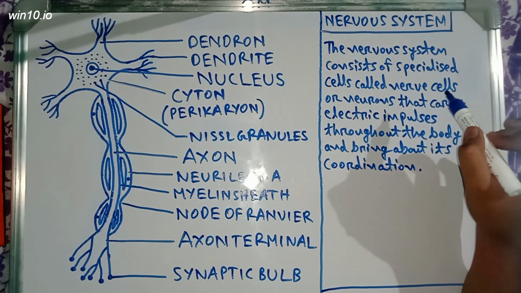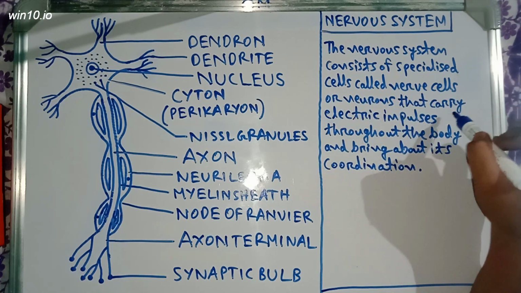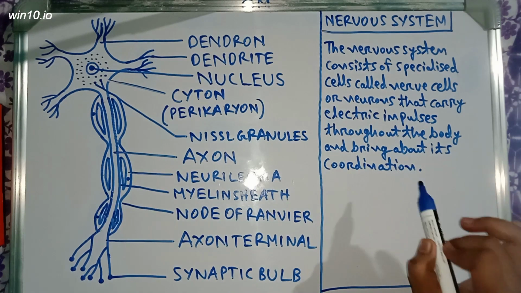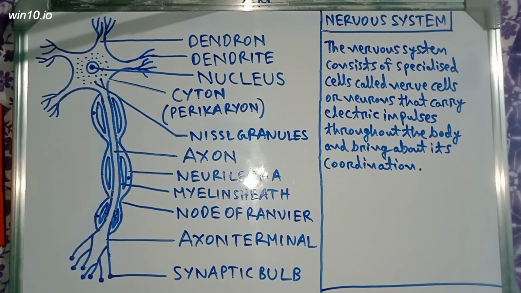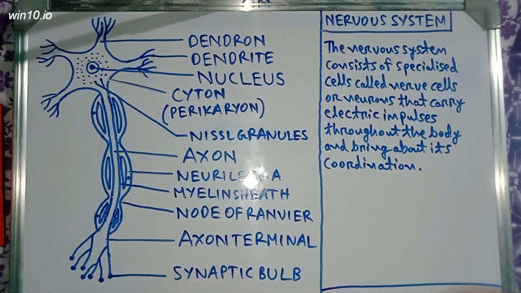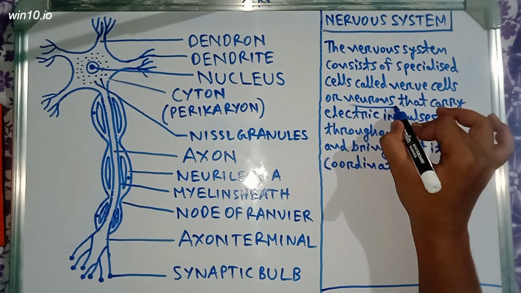The nervous system consists of specialized cells called nerve cells or neurons that carry electrical impulses throughout the body and bring about its coordination. What does it mean? It means that a nervous system contains some specialized cells called neurons, which carry electrical impulses throughout the human body and stimulate different cells and organs of the body to carry out their functioning. Alright, this nervous system consists of these neurons.